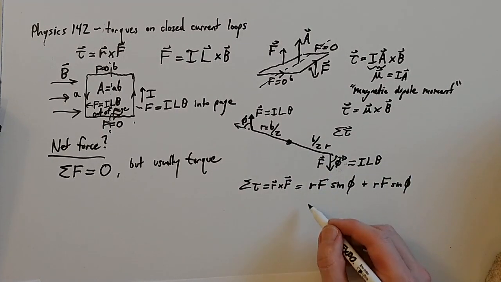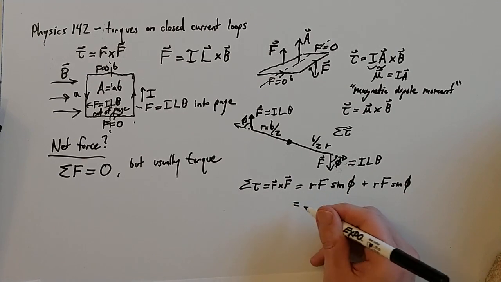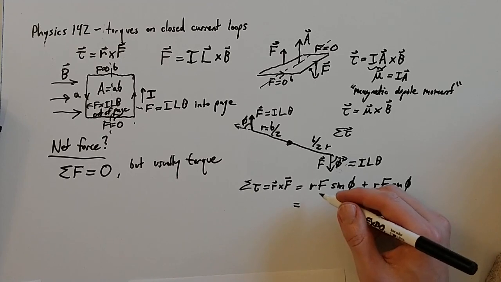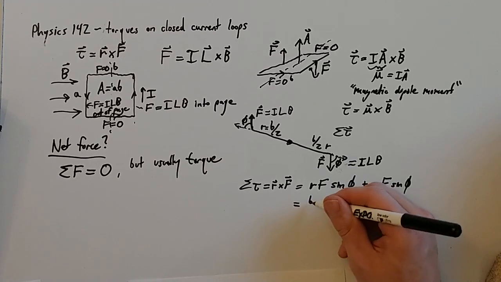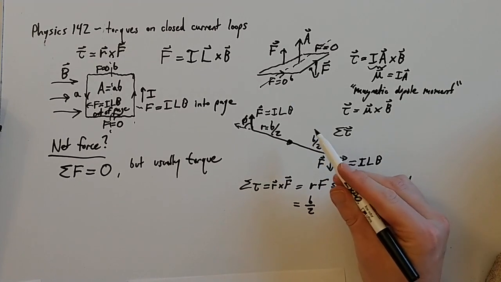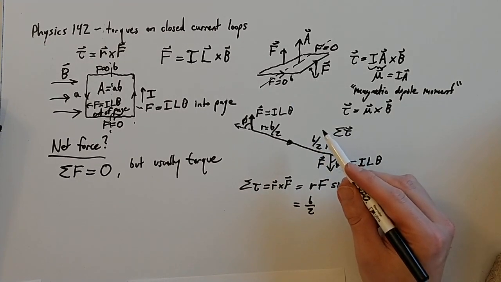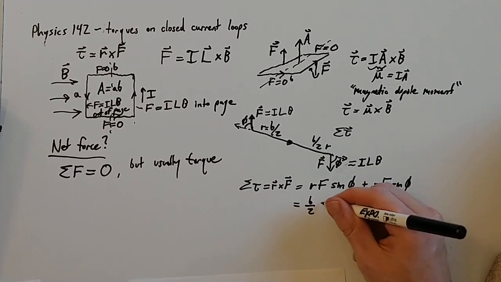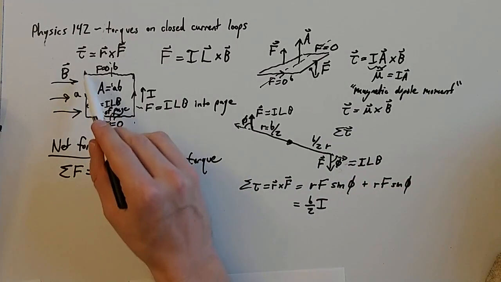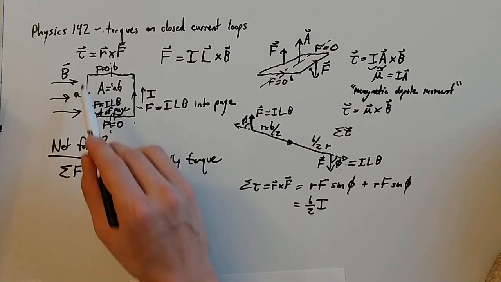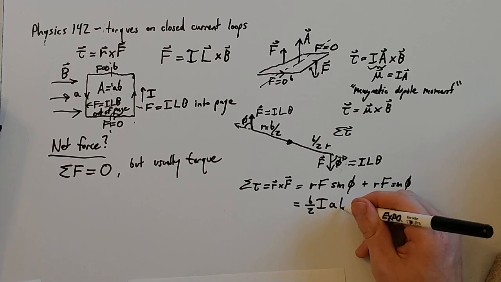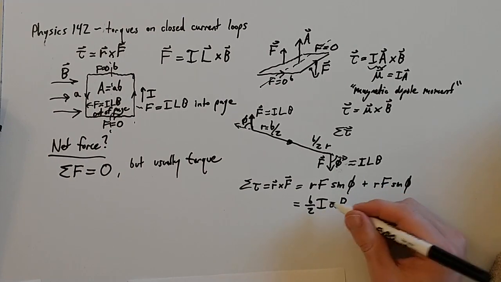So R, we said, is B over 2. F, we said, is I times L times B. What is L in terms of the variables? L is this A. I said this is A and B, so I'm going to rewrite that as A. And then big B is the amount of magnetic field.